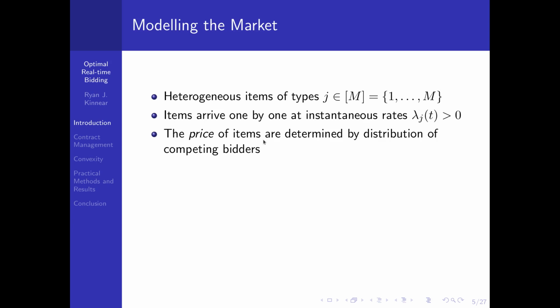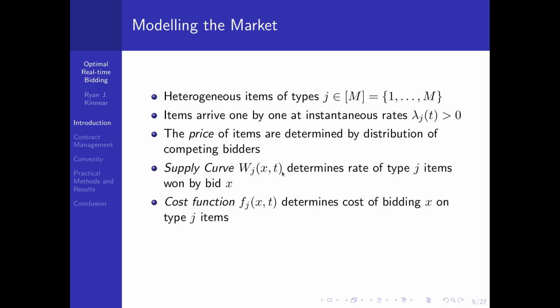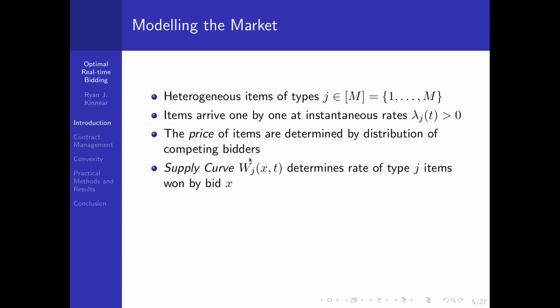The prices of the items are determined by the distribution of competing bidders, meaning what the other bidders in the auction are willing to pay. We model their willingness to pay by a supply curve, denoted W. W_j is more or less an unnormalized cumulative distribution function, which tells you instantaneously at time t the expected rate of items that you will win if you bid x. So by bidding x on every item of type j, you expect to win W_j(x, t) items per second.